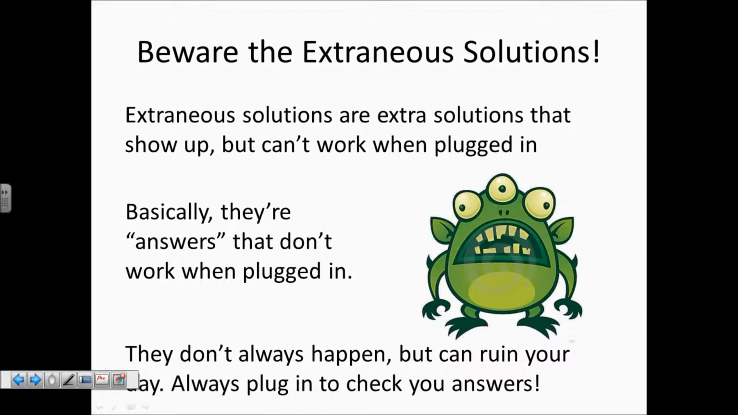Now, beware the extraneous solutions. An extraneous solution, if you really just look at the word extraneous, it's an extra solution that doesn't work when you plug it back in. Basically, they're answers that don't really work. They don't always happen. I'm not saying that with every rational equation you're going to have extraneous solutions, but they can really put a hamper on your day, especially on test day, if you don't plug them back in to check them. You should always check your answers with rational equations.